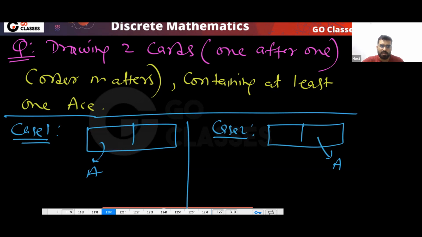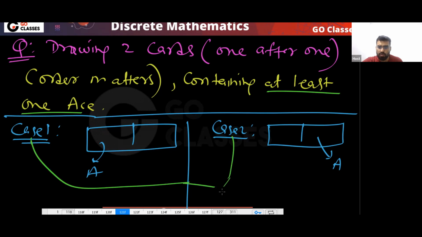At least one ace must be there. Remember, at least one ace must be there. Remember here, these case 1 and case 2 are not mutually exclusive. If you do it like this, then this is wrong. Remember, this case 1 and this case 2 are not mutually exclusive.